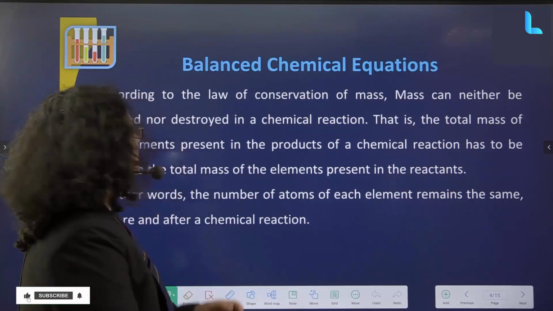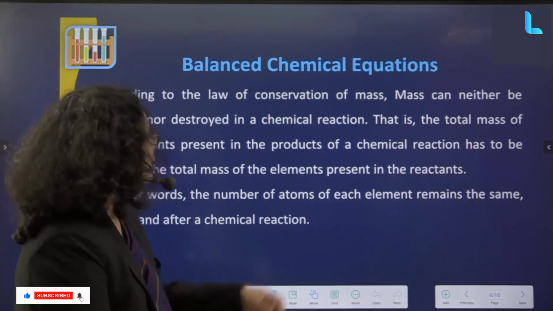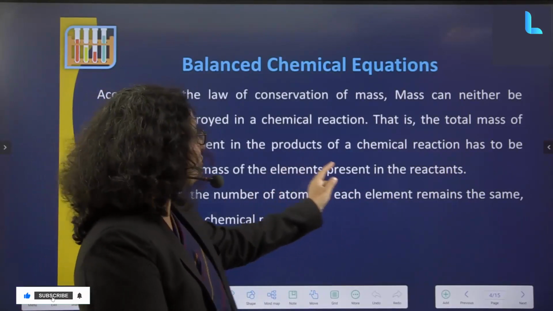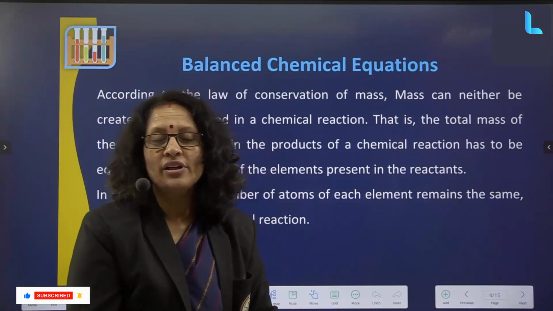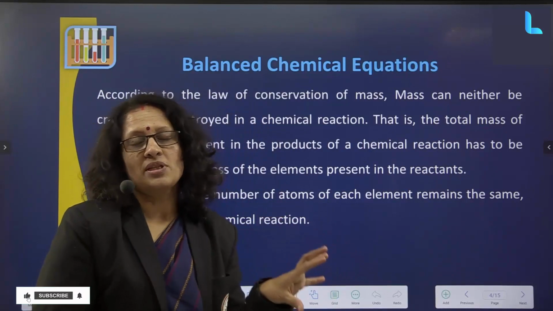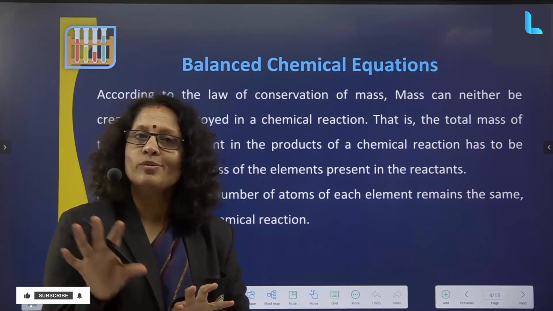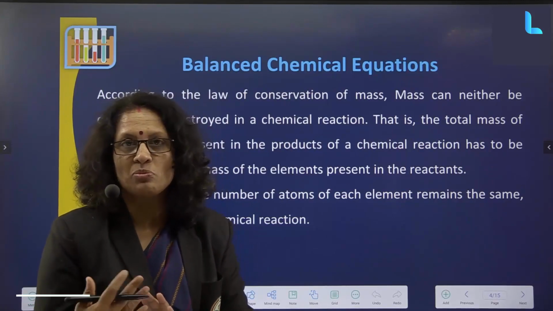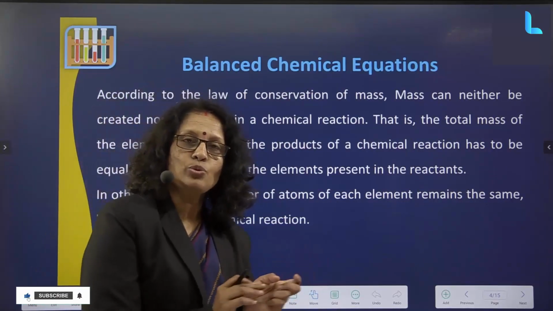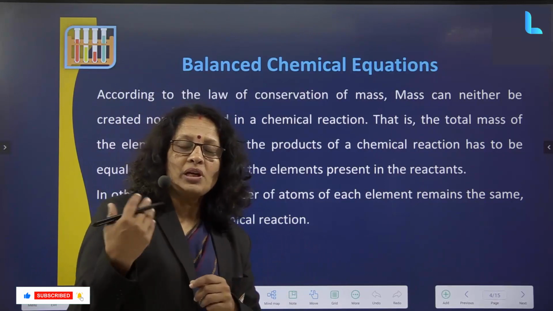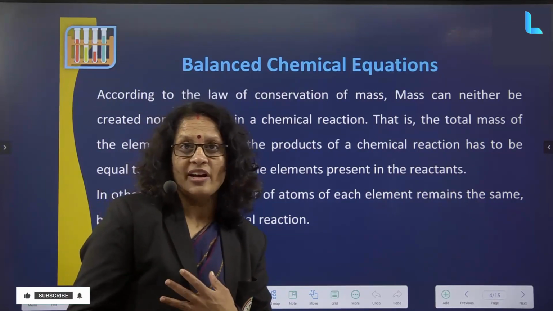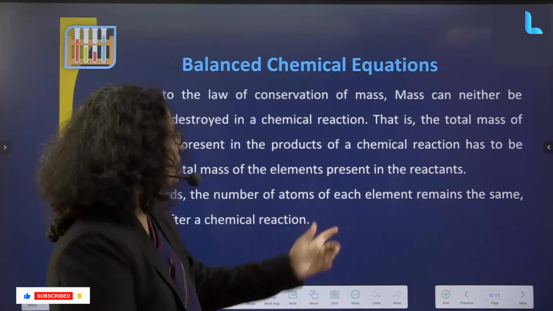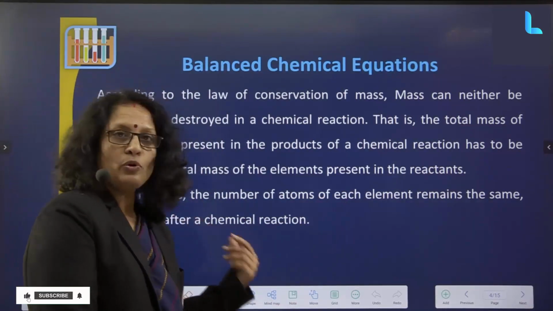So the total mass of the elements present in the product of a chemical reaction has to be equal to the total mass of the elements present in the reactants. So the total mass present on the reactant side should equal the product side. That is called a balanced chemical equation. The equation must be balanced. The number of atoms used in a reaction should be the number of atoms produced in the reaction. In other words, the number of atoms of each element remains the same before and after a chemical reaction.